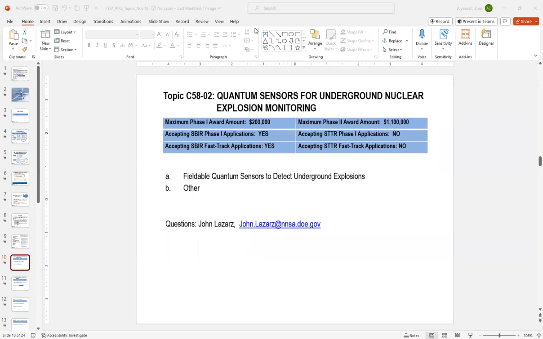Yes, so the question is, am I able to say if hardware that substantially enhances capabilities of existing sensors, but is not a sensor itself, would be considered responsive to the subtopic? I would say the answer is yes, that would be of interest and would be responsive. Thank you. I don't see any other questions, so we can move to the next topic.